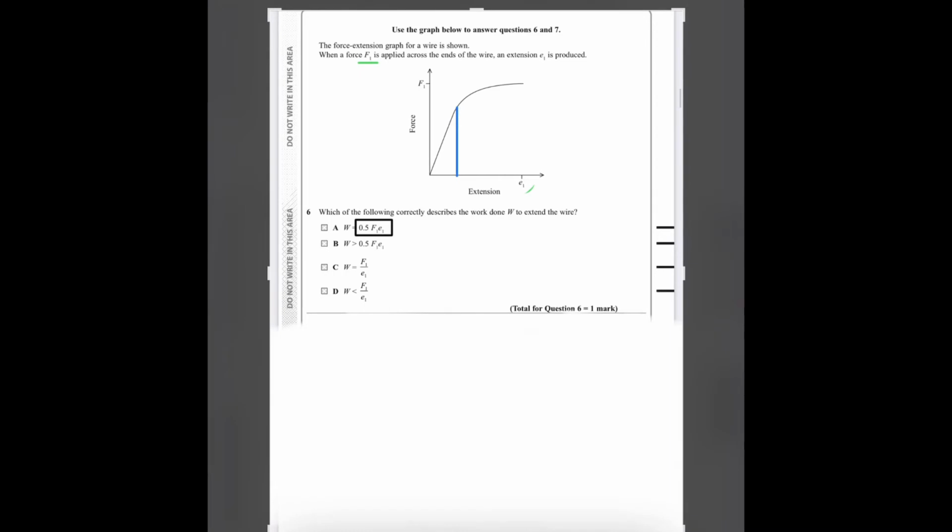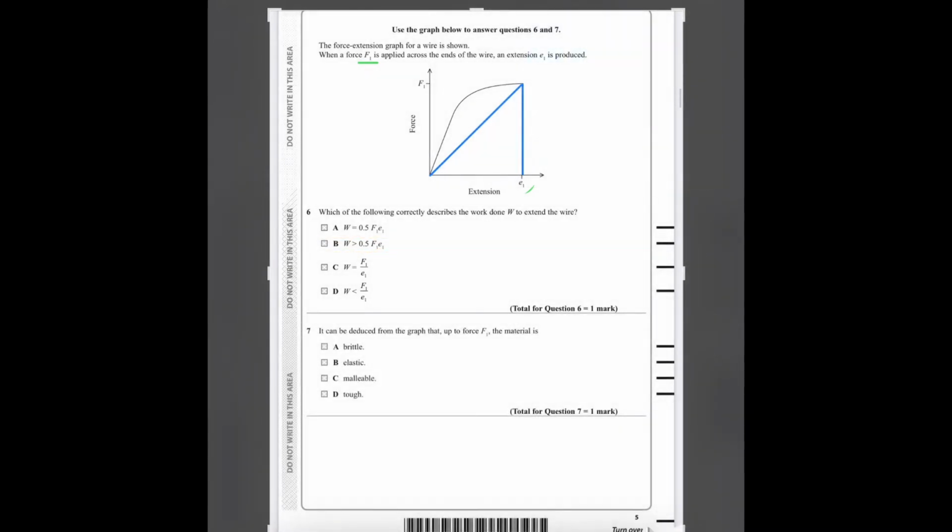Since this is a triangle, 0.5 F1 E1 is equal to the work done, but after it exceeds the limit of proportionality, it is not directly proportional now, and so in this case the work done is actually greater than half F1 E1, right? Half F1 E1 is basically this, and the total work done is basically the area under the curve, the whole thing. So the work done is greater than 0.5 F1 E1, so the answer is B.